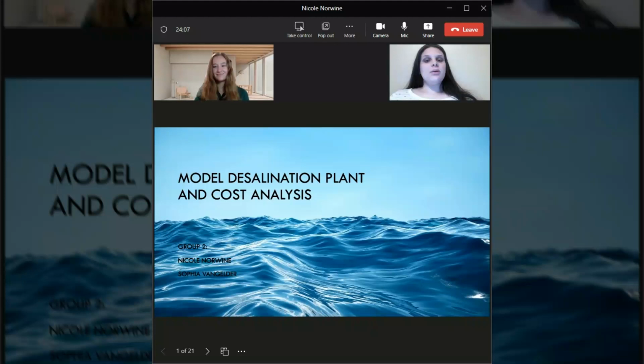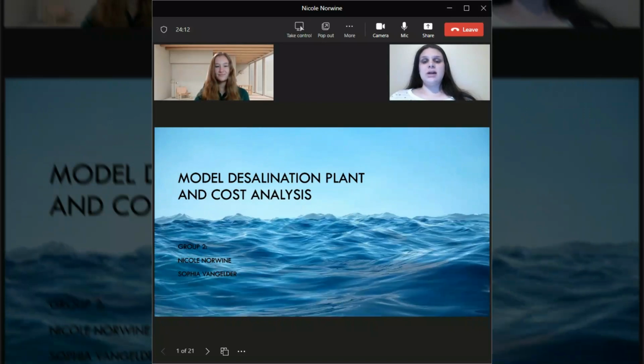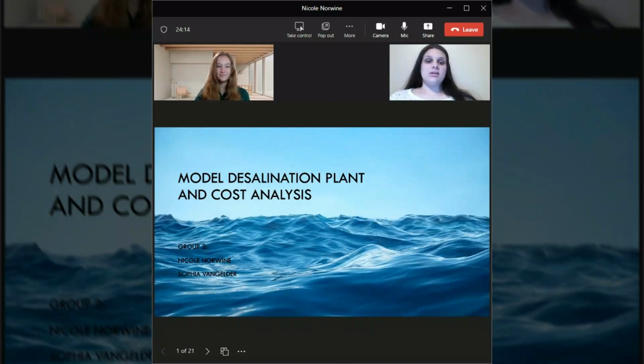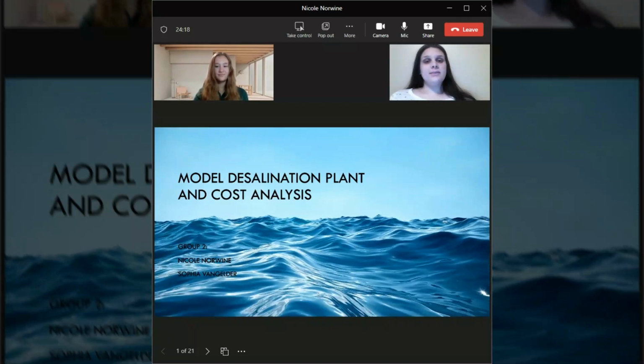Hello, we're group two, and we are modeling a desalination plant and doing a cost analysis of this proposed plant. I'm Sophia Van Gelder. I'm Nicole Norwine.